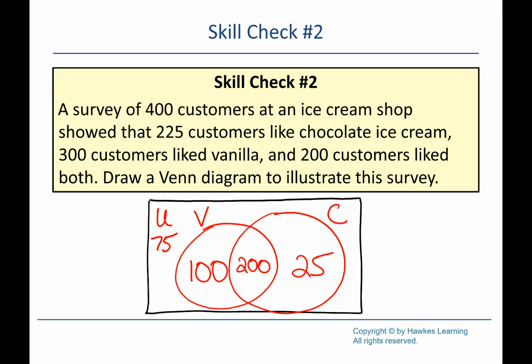And you can check it. You can check each piece, but you can check the whole thing, just add the numbers up and you should get 400. If you want to check the chocolate part, it says we had 225 that like chocolate, so just double check 225. You can check yourself that way. Questions on that one?